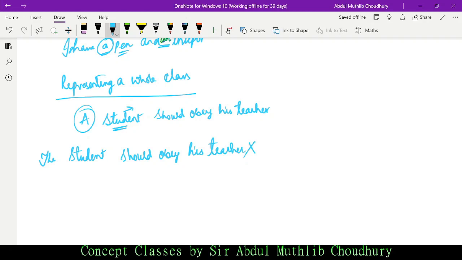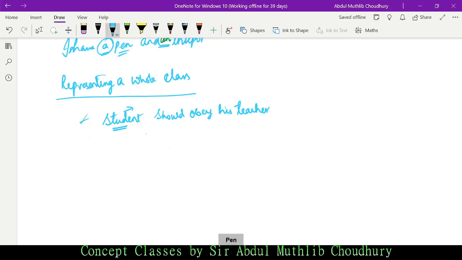So when can you use the? You can say the students of, suppose, Saint Xavier's should obey their teachers. Now you know when to use the. The entire statement will change. We cannot use the in this statement. We have to use a student should obey his teacher. This is just a general, vague statement. Student is a singular noun.